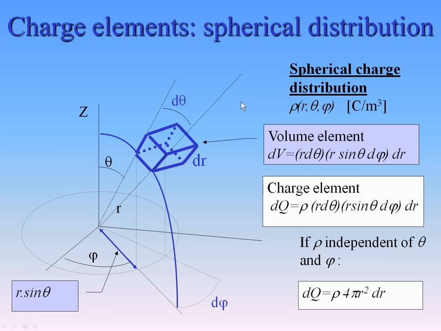A spherical distribution, rho as a function of r, θ, φ. The volume element dV is r dθ, the side of the block, times r sinθ dφ, the other side of the block, and dr is the third side of the block. So the charge element dq is rho times r dθ times r sinθ dφ times dr. And if rho is independent of θ and φ, we have dq is rho times 4πr squared, the surface of the sphere at radius r, times dr, and that can be integrated.